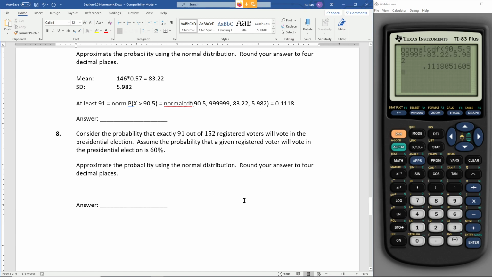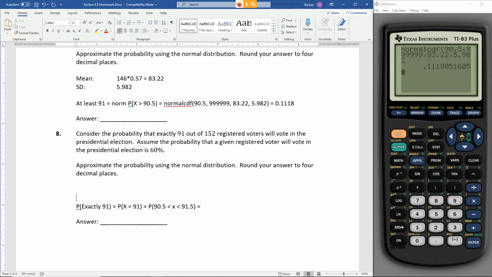Now for the last problem, we want to know the probability of exactly 91. So in other words, the probability of x equals 91. Then of course in normal distribution, you will have to consider 91 will be in between 90.5 and 91.5, like this. So you just got to find the mean and the standard deviation.